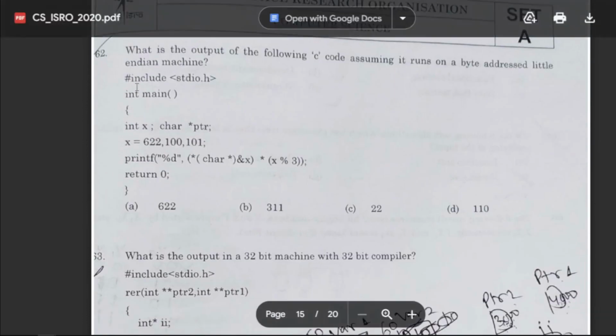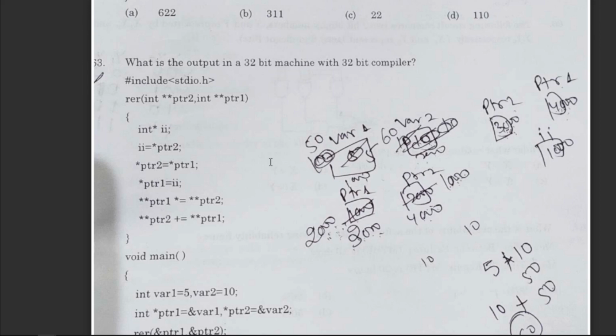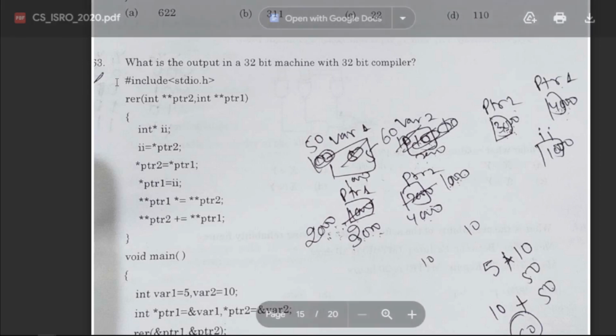Again, what is the output of the following C code, assuming it runs on a byte-addressed little endian machine? For this question our answer will be C, that is 22. Now 63 is: what is the output on a 32-bit machine with a 32-bit compiler?